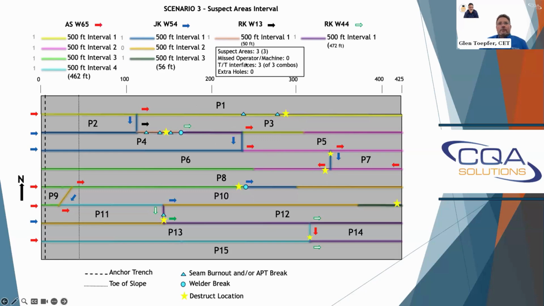So by doing this, I addressed all suspect areas. I was able to test all 3 different textured interfaces with the different 3 welding machines. No extra holes were created. Somewhere there was already going to be a repair, and no operators or machines were missed. I think it's one of the best all-around approaches you can have if we're going to be taking samples.